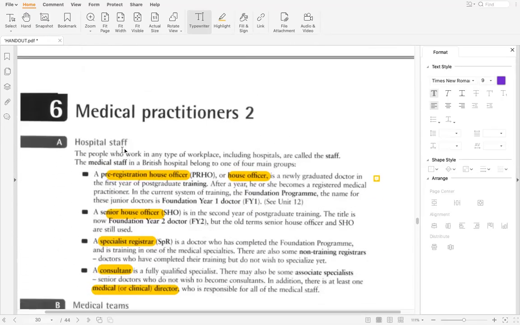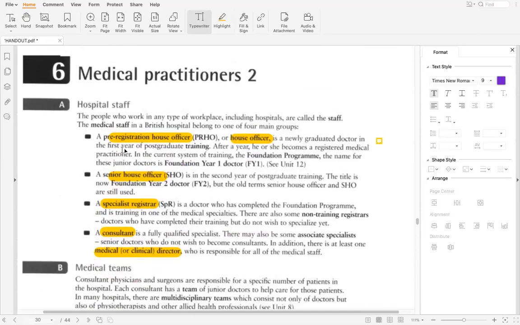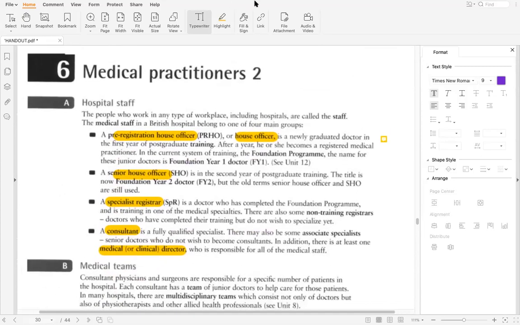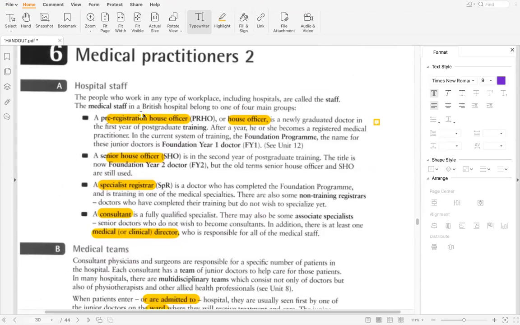So this is for the first part. For the second part, medical practitioner 2. Hospital staff. The people who work in any type of workplace, including hospital, are called the staff.